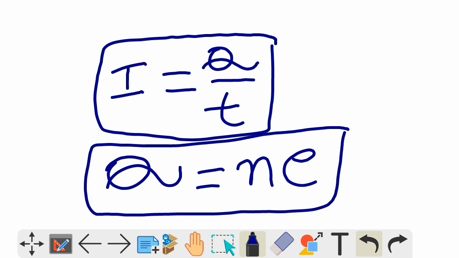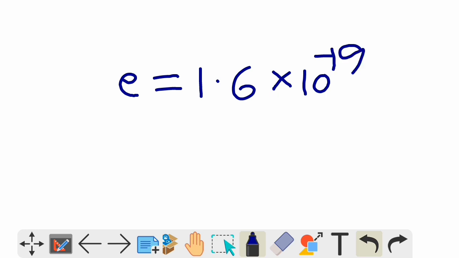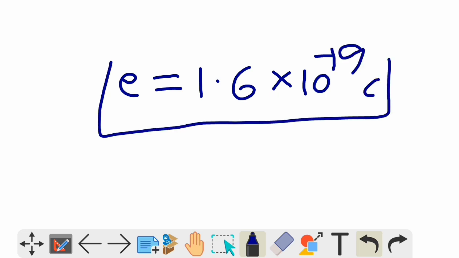Understood? So here in place of Q, if you substitute nE, you can find the n value, and E is the charge on the electron. You must know the value of the charge on the electron. So E is equal to 1.6 into 10 to the power of minus 19 coulomb. That is a negative value, but here we need not take it. You know the charge on the electron is negative, but here we will take the modulus value only.